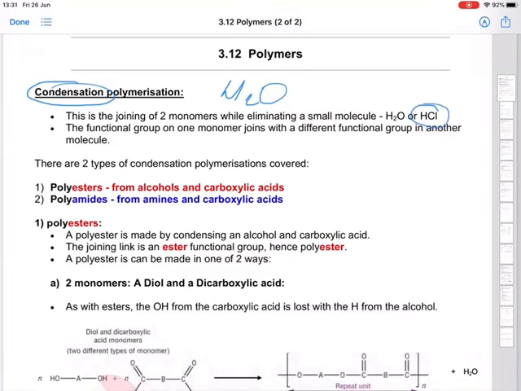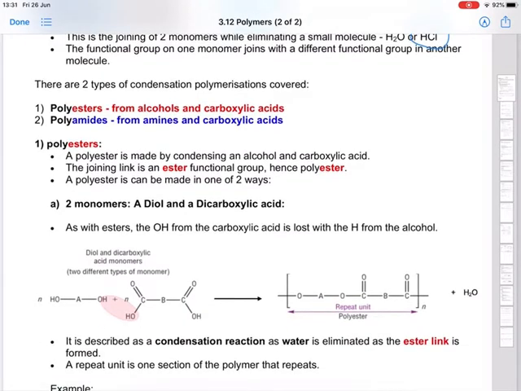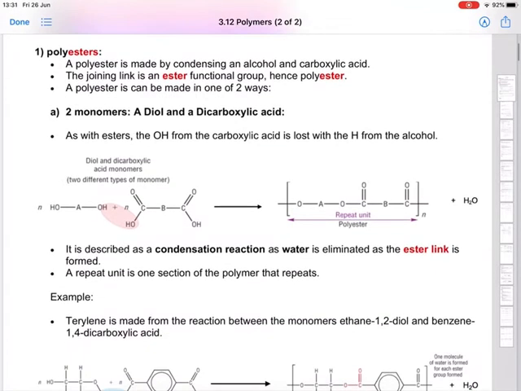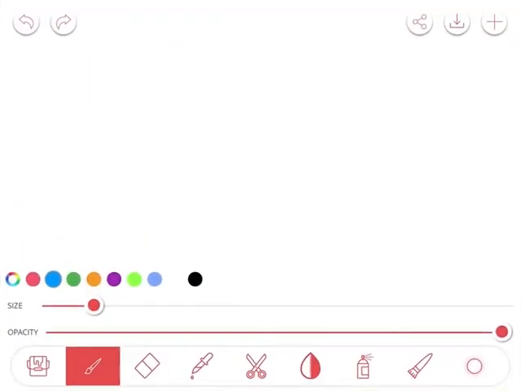There's two types of condensation polymerization that you need to know. One of them is the polyester, and the other one is the polyamide. And I'm going to start with the polyester. The polyester is basically where the ester becomes the link that joins the molecules together. Okay, so it'll be easier for me to probably show you what's on here.